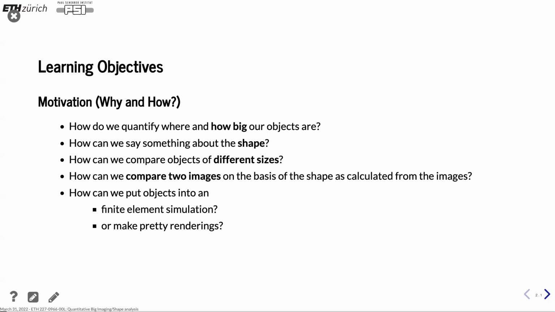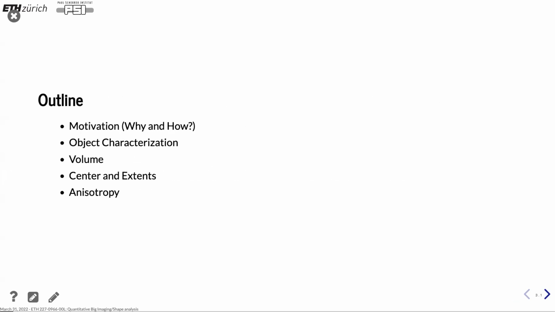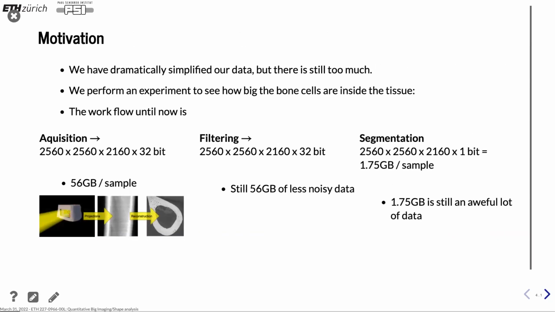And once we have identified the objects, we can also do finite element simulations, we can do image renderings for visualization. So there are a lot of things we can do once we have identified objects. The first step to do it is, of course, to look at the segmentation. So the first is to have segmented images.